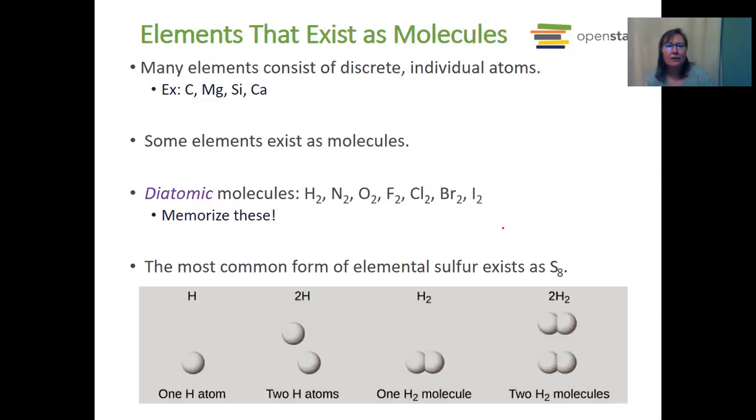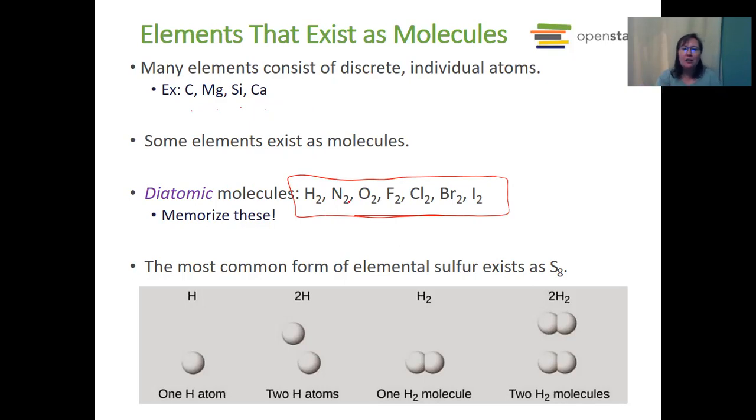Now let's take a look at a few things: elements that exist as molecules. What does that mean? Many elements consist of just discrete individual atoms: carbon, magnesium, silicon. They exist as individual atoms, and they can form these neat lattice structures and things like that. But some elements only exist as molecules. The most common ones of these are the diatomics. I've actually memorized these. You don't have to memorize them, but you should definitely have them written down.